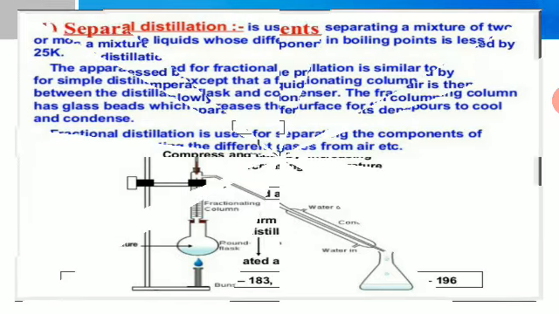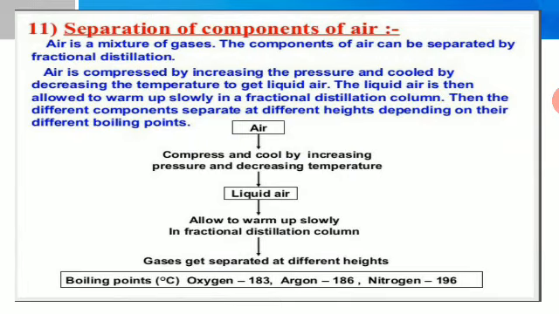Separation of the different components of the air. The air is a mixture of gases, we know. The components of the air can be separated by fractional distillation. First, the air is compressed and cooled by increasing the pressure and decreasing the temperature, and the gaseous air is changed into liquid air. Then this liquid air is allowed to warm up slowly in the fractional distillation column, and the gases get separated at different heights according to their boiling points. For example, oxygen boils at minus 183 degrees Celsius, argon at minus 186, and nitrogen at minus 196 degrees Celsius.